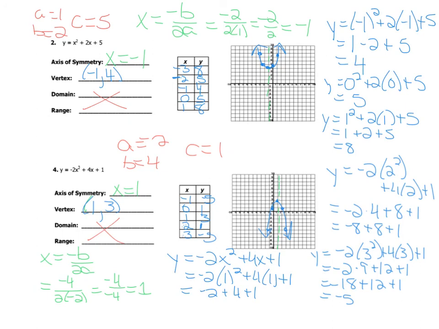Alright, so for this one, I got a vertex of negative 1, 4. I went to 0, 1 because those would be a little easier to deal with, and found 5, 8. Then I went backwards and used the fact that a parabola is symmetric and got that. Okay, now go to the one on the back.